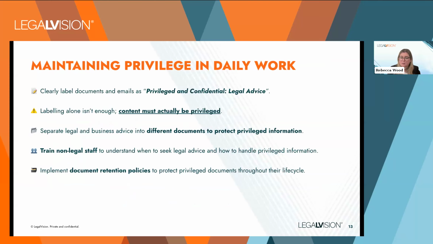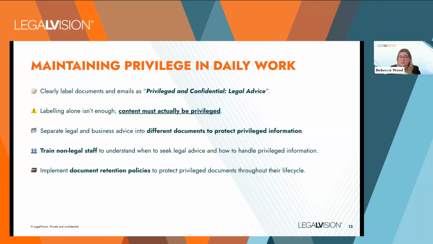So let's talk about this in a bit more practical sense. Some ways in which you might consider implementing practices to make sure that you're maintaining privilege in your daily work would be, first and foremost, the most obvious, clear labeling. Look, marking privileged documents as privileged and confidential, legal advice, is important, but it's important to also understand that labeling a document alone is not sufficient for it to be considered privileged. It actually has to be privileged.